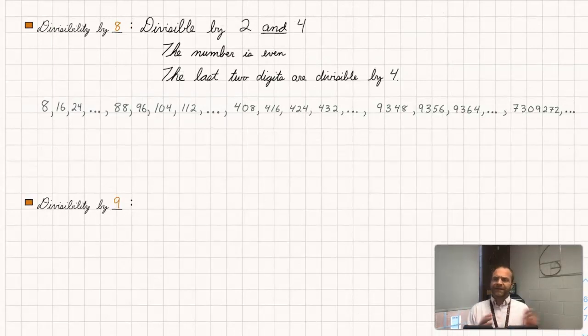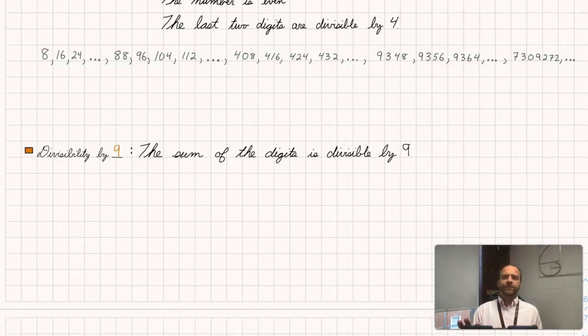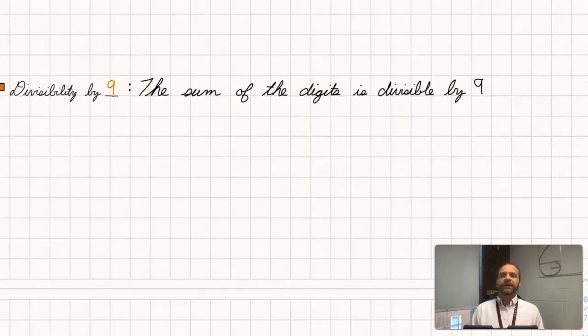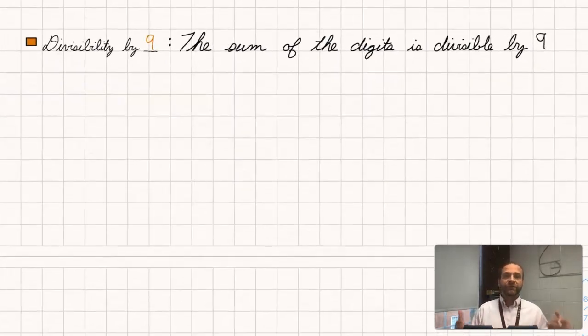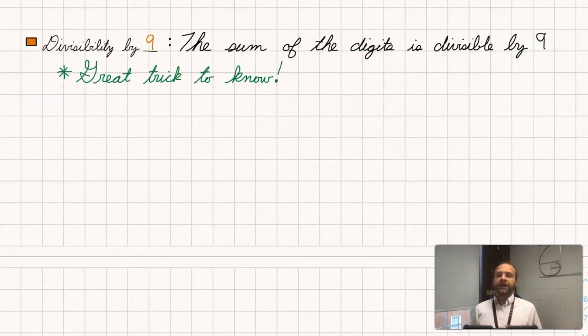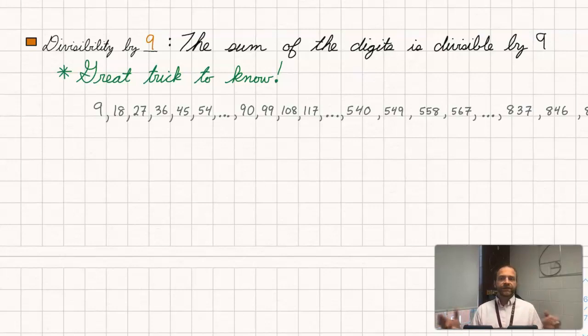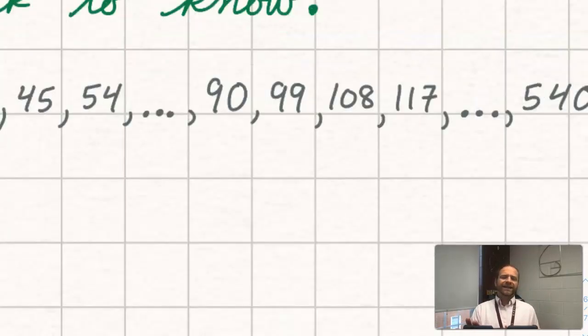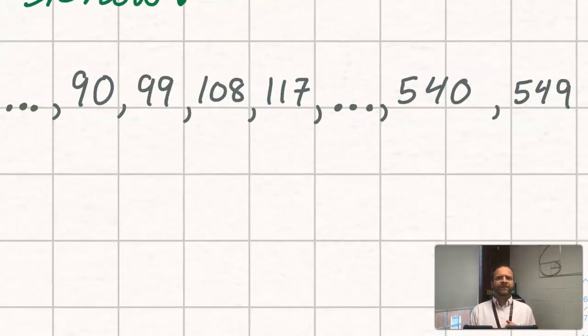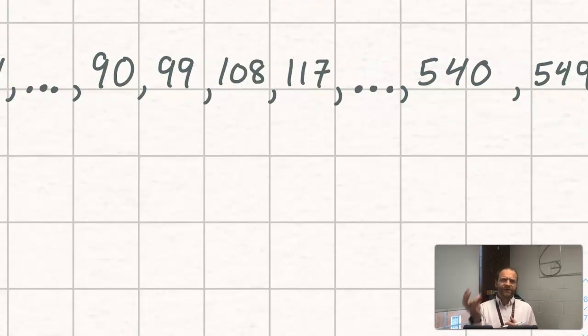Now, divisibility by 9 is actually very similar to the divisibility by 3. The sum of the digits has to add up to a multiple of 9. In other words, the sum of the digits is divisible by 9. So, a great trick to know, just like the divisibility by 3 is. So, 9, 18, 27, 36, and so on, not bad. Even 90, 99, not bad. But what about 117? 1 plus 1 plus 7 is 9. The sum is divisible by 9, so is the entire number.